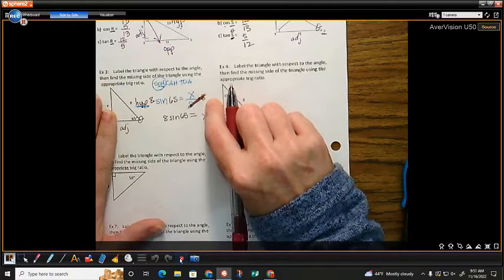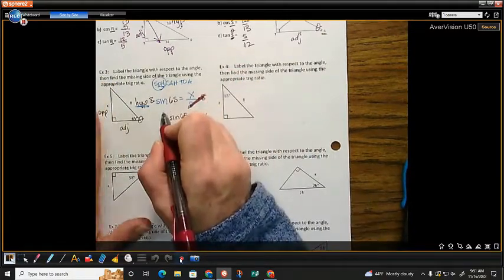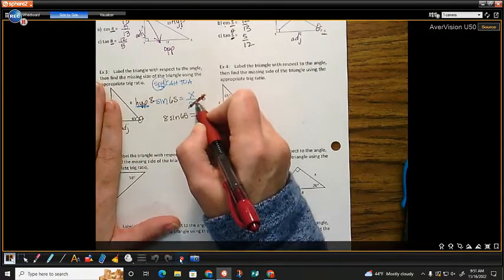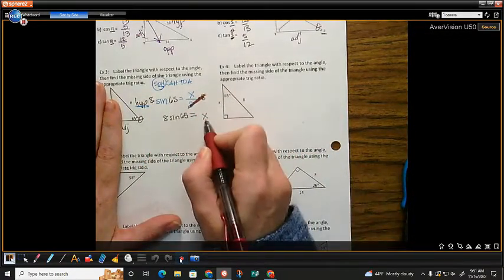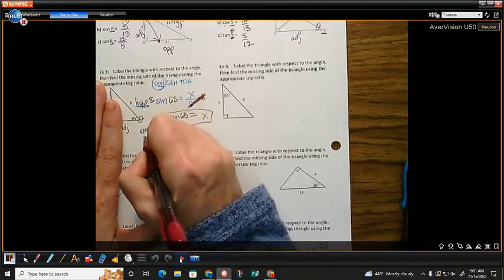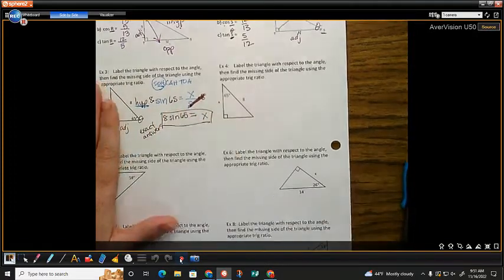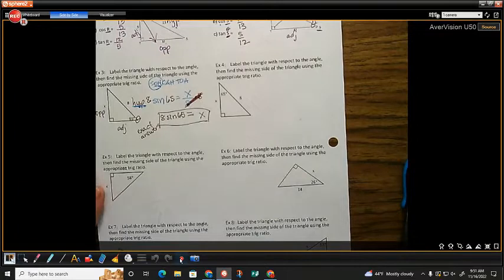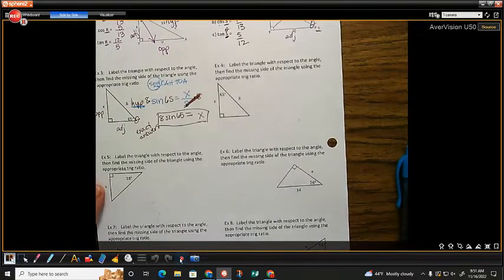The fact that it has the word sine in it doesn't change the rules of math. I'm still just trying to get x by itself. And so x is by itself. This is your answer. It's an exact answer. See, it has an equal sign and everything. Now, do you wonder what number that is?